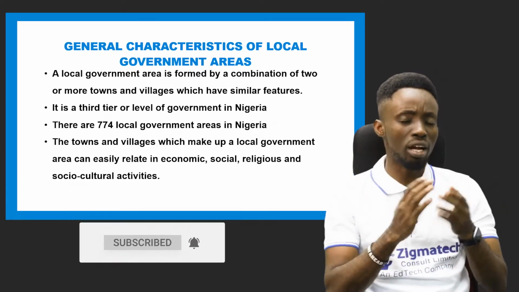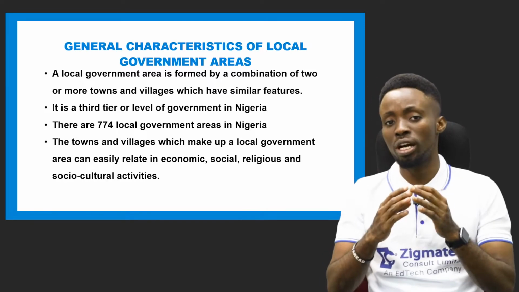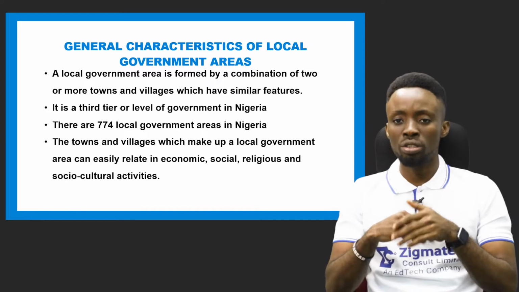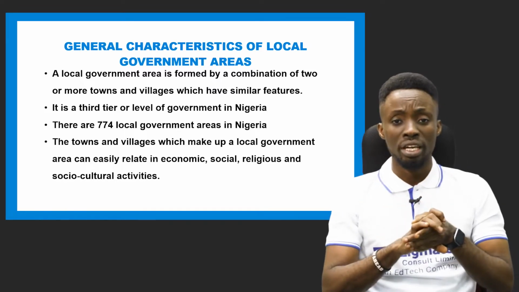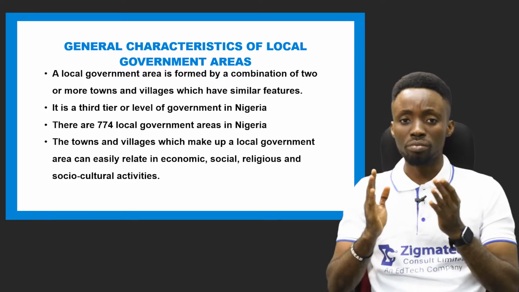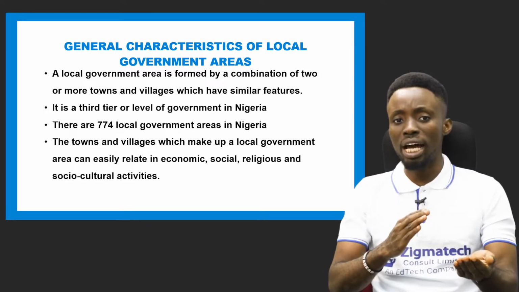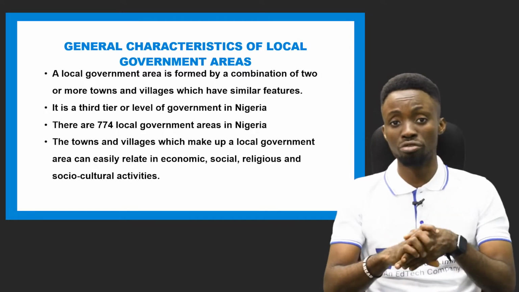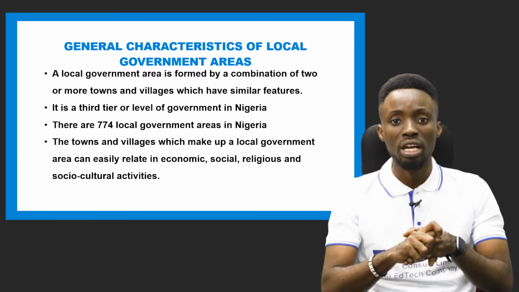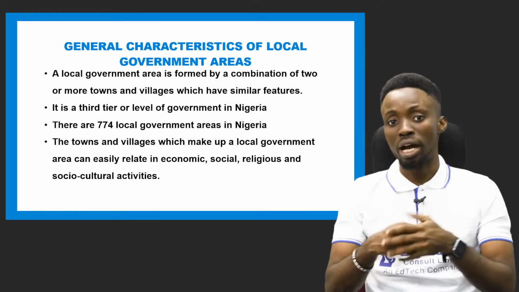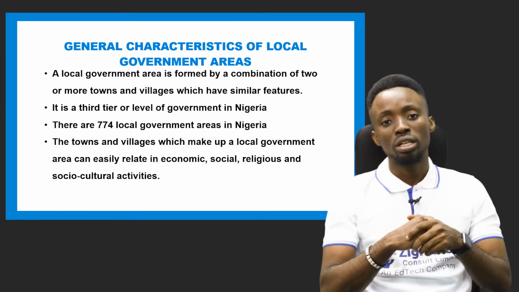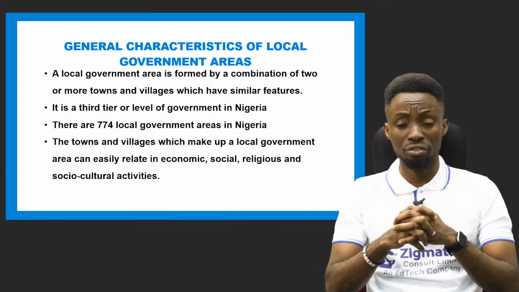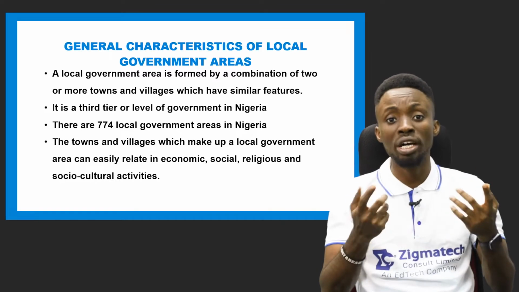The second general feature is that every local government area is the third level of government in Nigeria. That means they are under the federal government and also under the state government. They receive allocations from the federal government and also the state government, and they are supervised by these two tiers of government. And in Nigeria, we have 774 local government areas, which we are definitely going to look at.